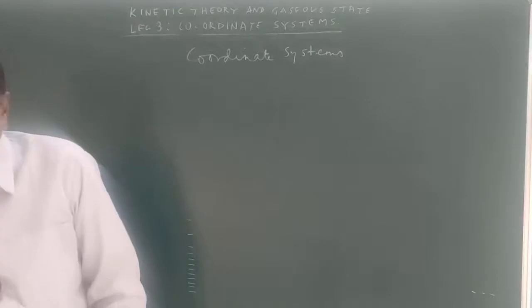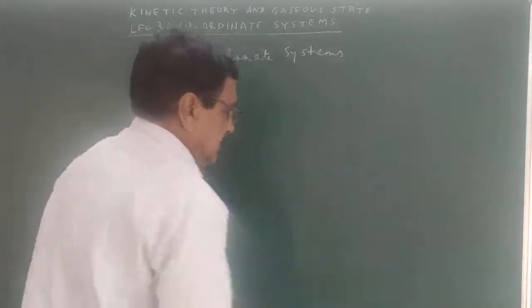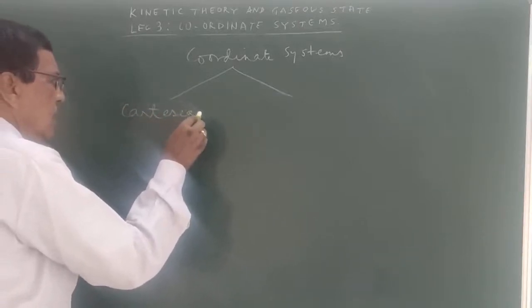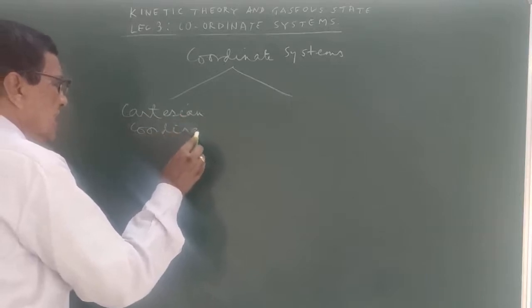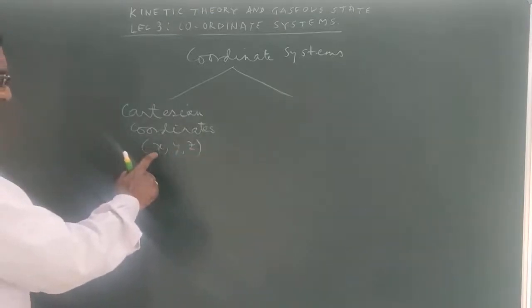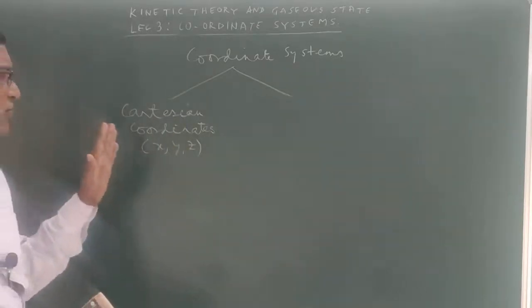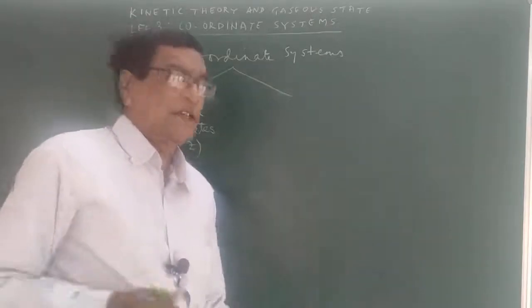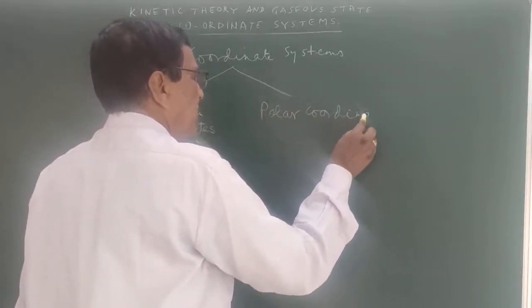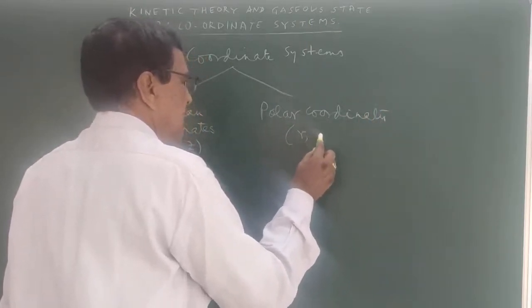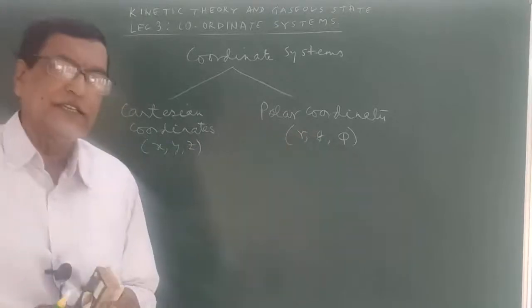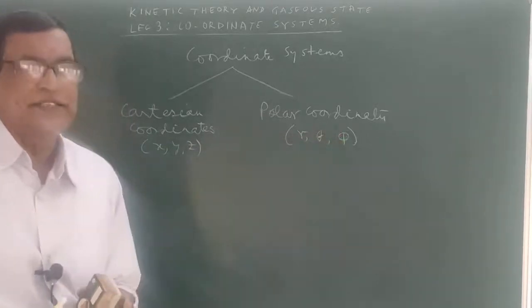There are two types of coordinate systems. One is Cartesian coordinates. They are expressed as x, y, z along the x-axis, y-axis and z-axis, and the x-axis, y-axis, z-axis are mutually perpendicular to each other. And another is the polar coordinates, expressed as r, theta, phi. R is the radial distance, theta is the zenith angle, and phi is the azimuthal angle.